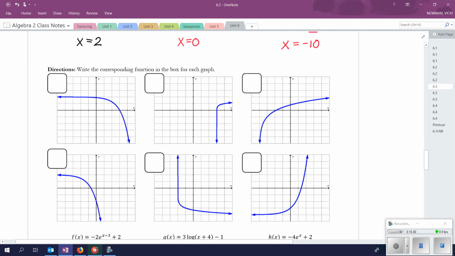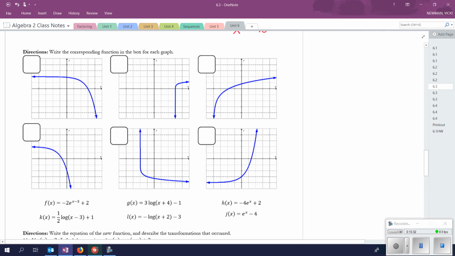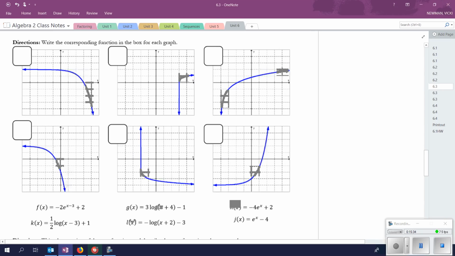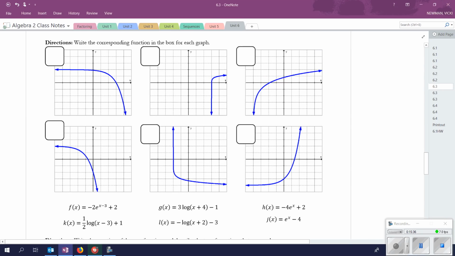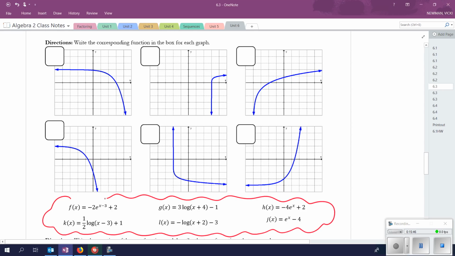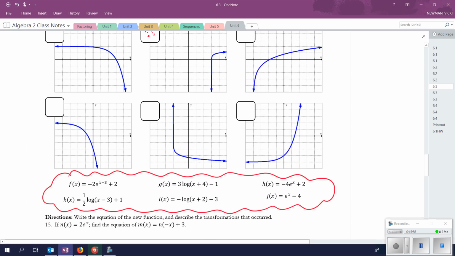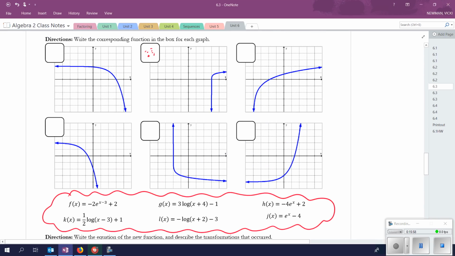All right, so here's what you want to do. Look at you being fancy. First of all, down here at the bottom, you have a list of functions. You are going to match them with the graph and just write the function in the graph. So like you'll write f of x or g of x in these little bubbles. Take a second and do that. This should be the easy part.